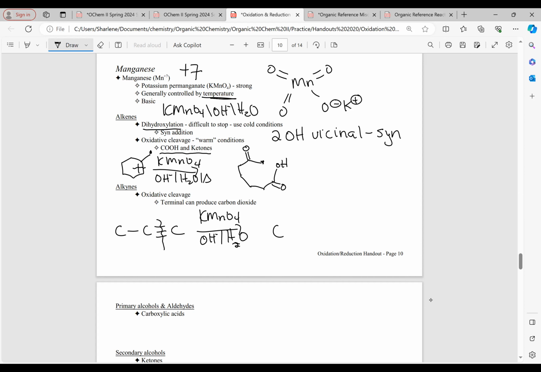Draw the same backbone with that missing and add. Because remember, you're cleaving through all 3, and so you have to replace all 3 bonds, and that is the carboxylic acids. The only thing that you need to be aware of is that was a terminal one, so again, that can come off as CO2.